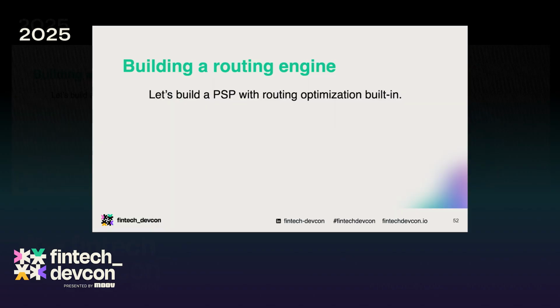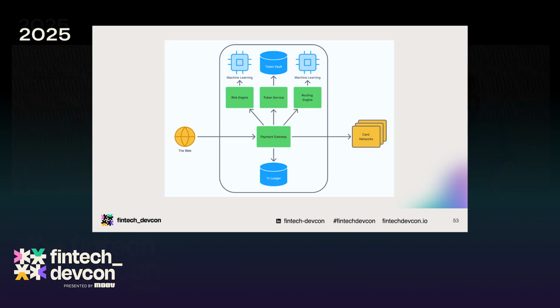So what we're going to do is build a payment service provider with a routing optimization built in. And what that's going to look like is basically everything that comes in from the web, all the payment requests come into our payment gateway, which speaks with our risk engine, our token service, and our routing engine in that order. And then in the end, of course, it also stores all the transaction information in a ledger, because we have to obviously keep track of everything that happened so that we can reconcile.